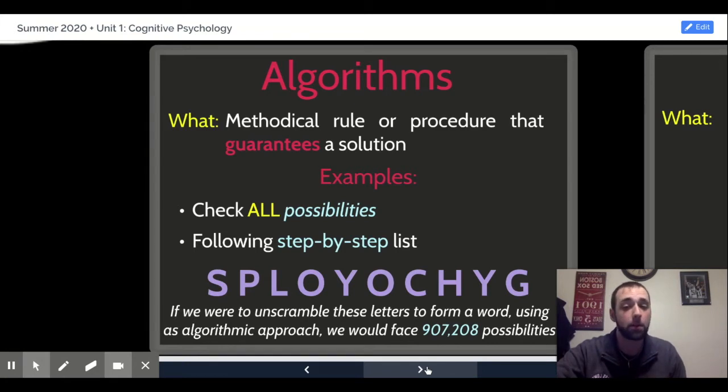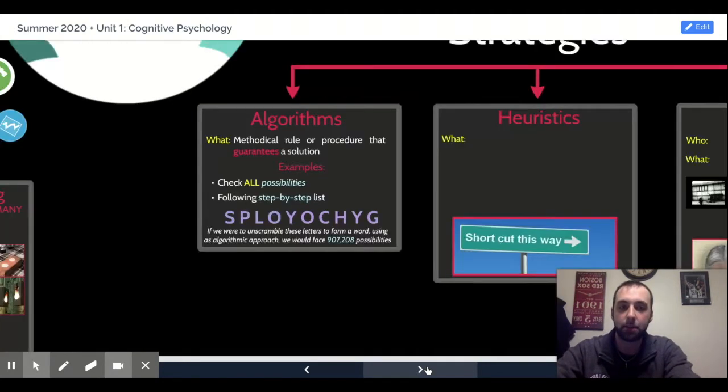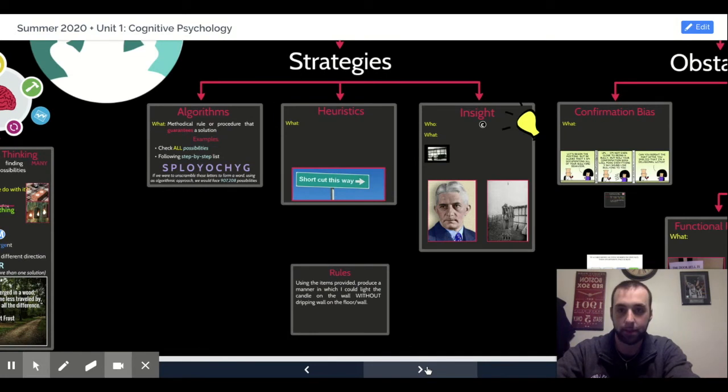So although algorithms guarantee a solution, they're not necessarily always the best. They have many uses: math problems, cooking. But when rearranging a word like that, it's much more practical to use what we call heuristics. So we'll now be proceeding here to the second box under strategies.